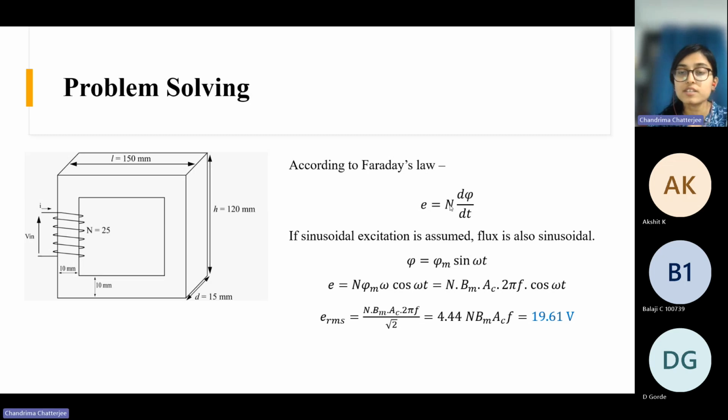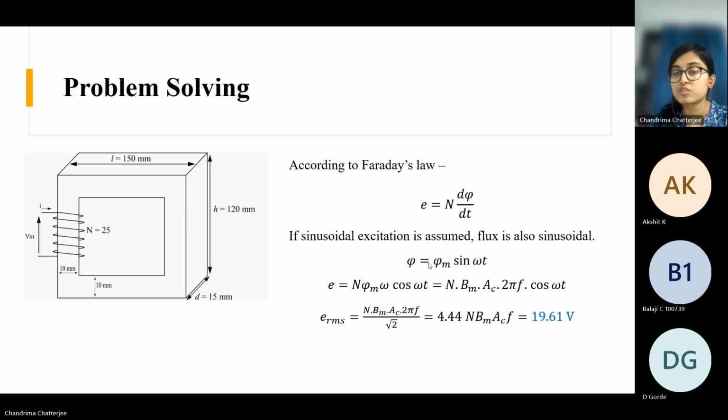Faraday's law, we know E is equal to N dphi by dt. This is a generalization, but sometimes the excitation can be of any shape, as I already told you. It doesn't have to be sinusoidal always, but for this particular problem, if we assume sinusoidal excitation, then we can also assume that the flux will have a sinusoidal shape.